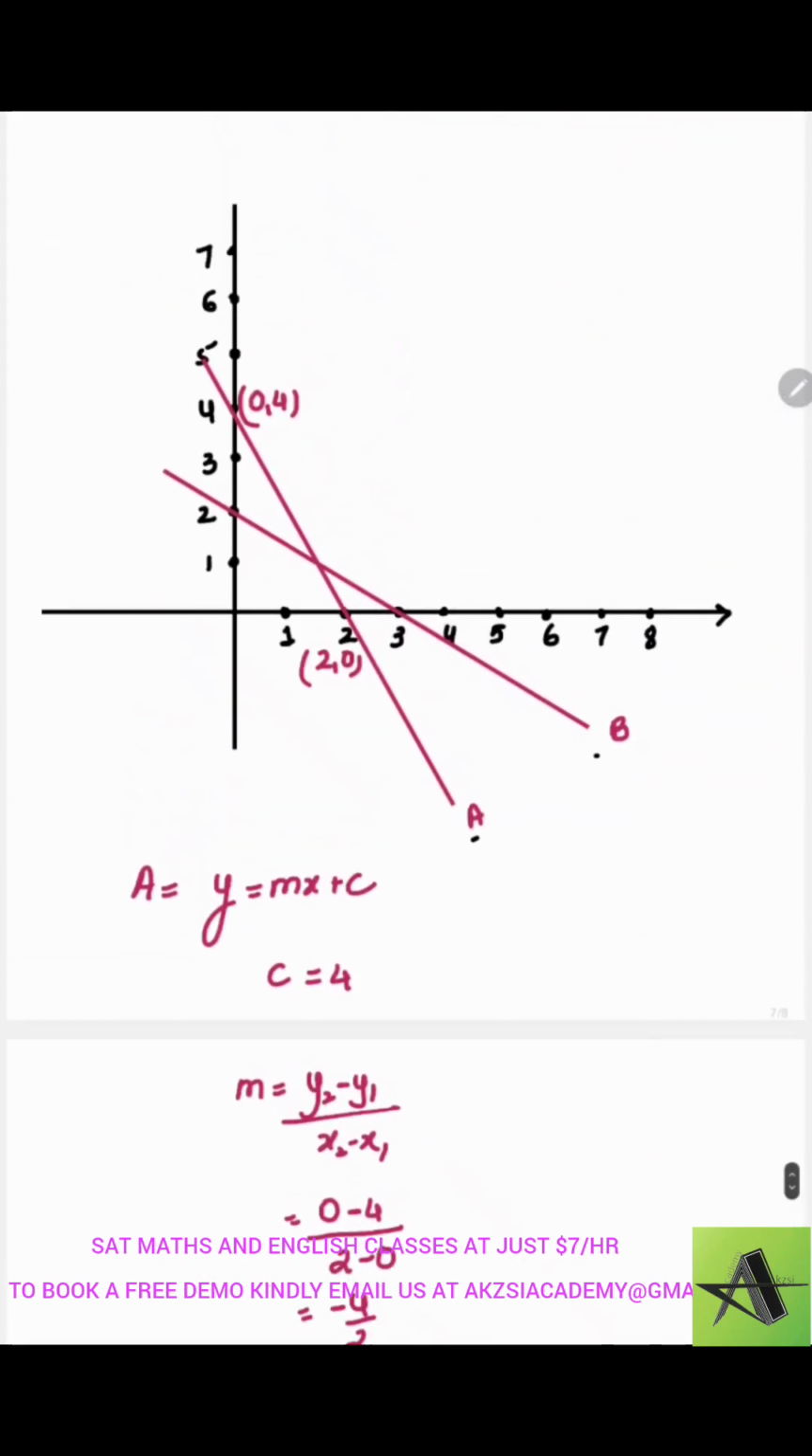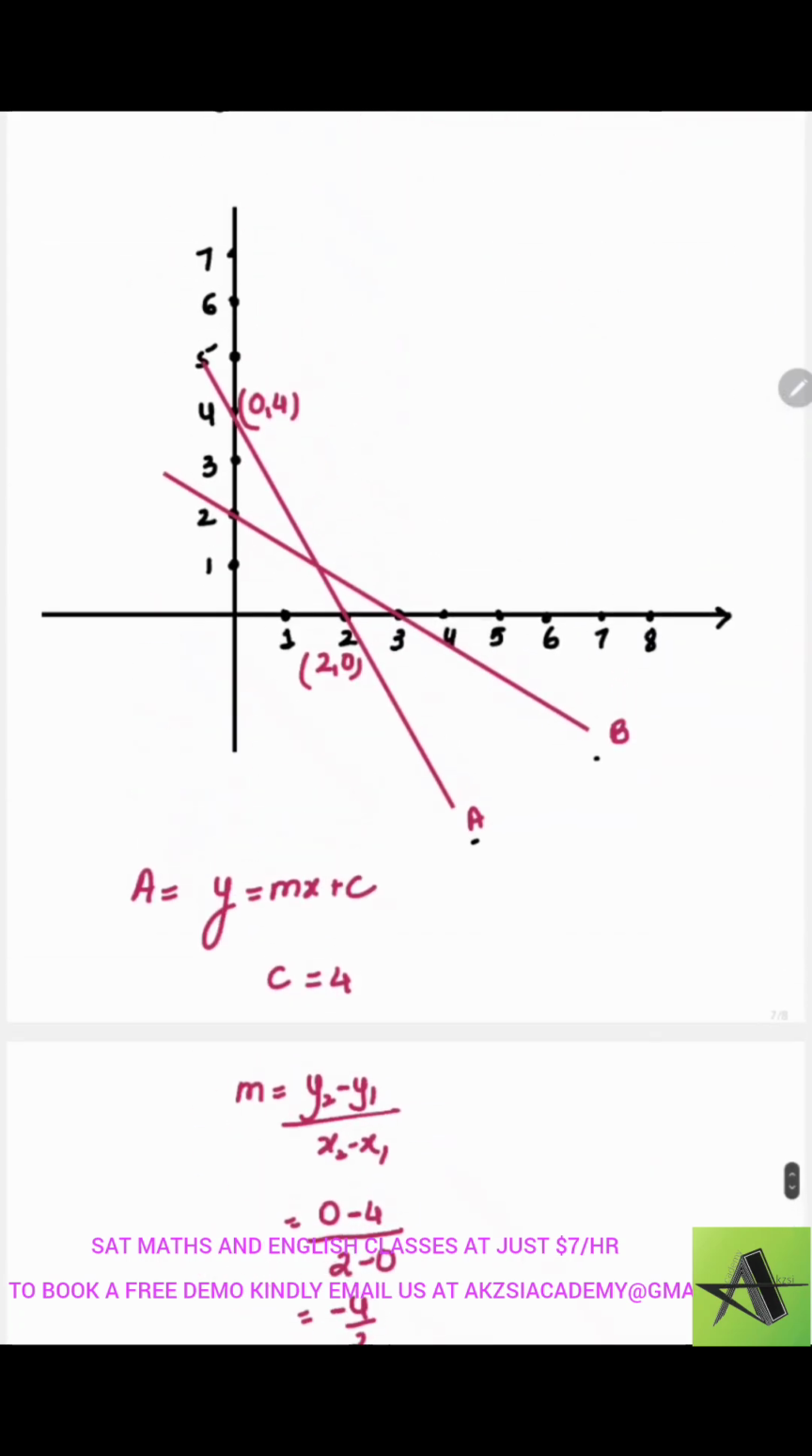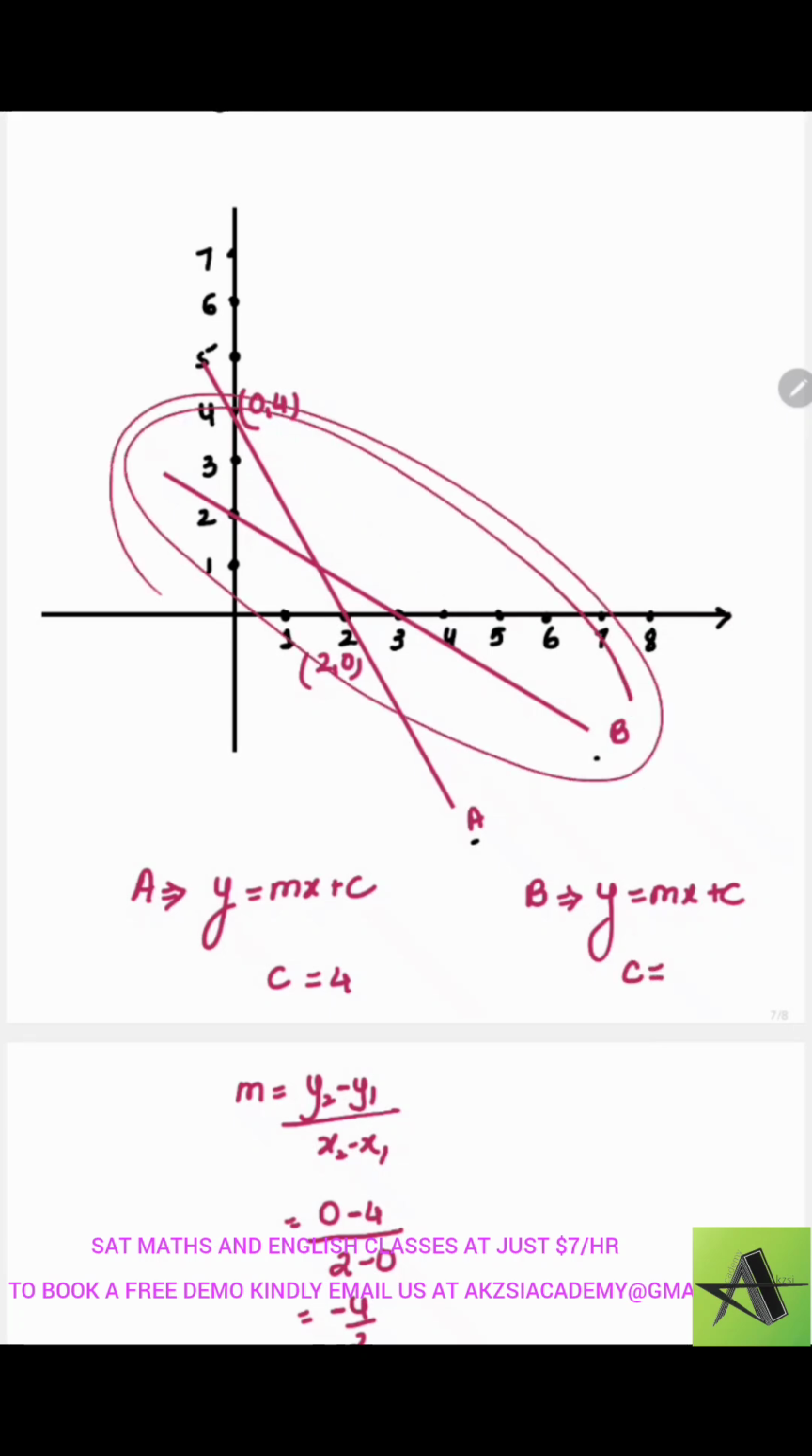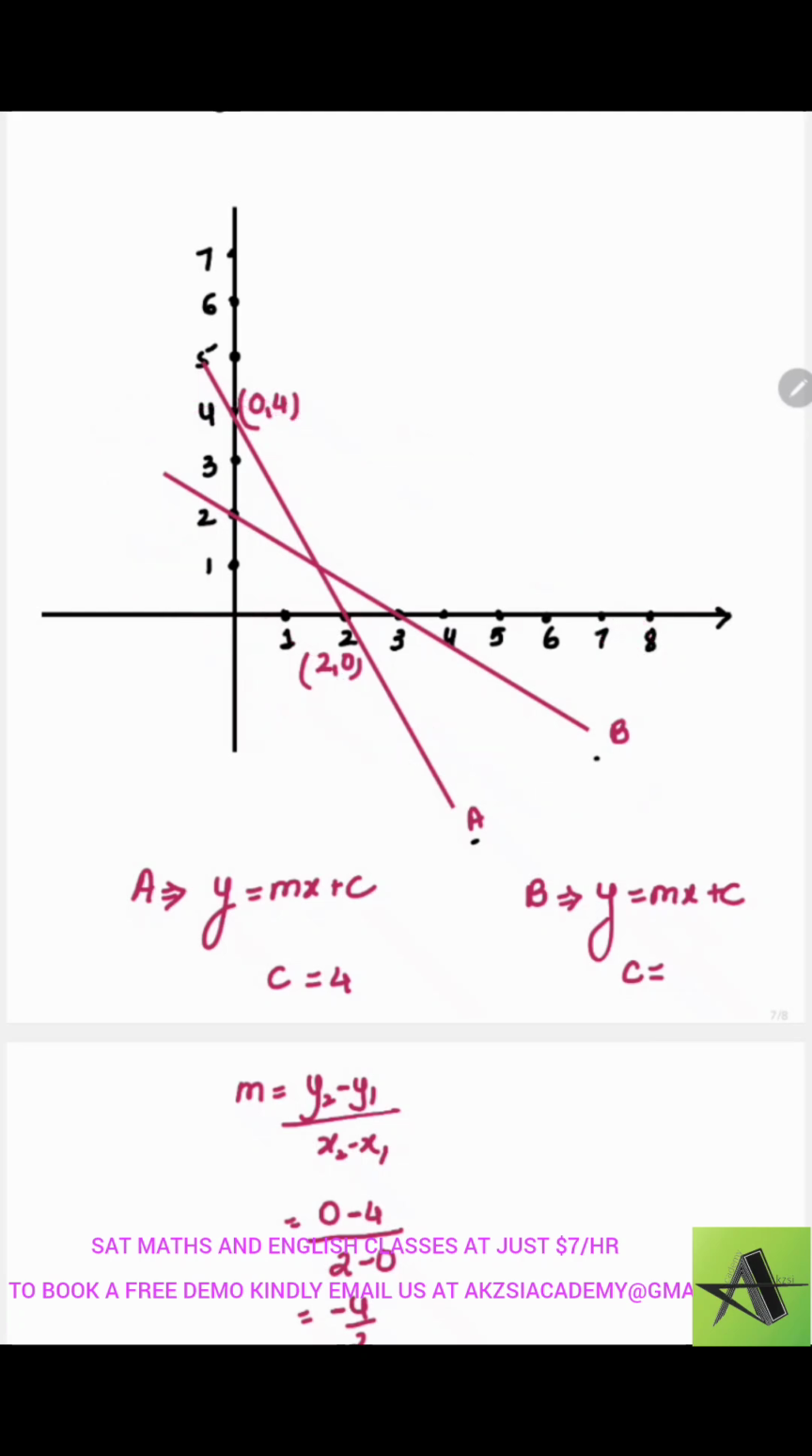For part B, we have to do exactly the same thing. That means y is equal to mx plus c. So for B, it would be y is equal to mx plus c. And I have to find the same, that is the y-intercept and the gradient. For the y-intercept, you can clearly see that it is cutting the y-axis at 2. So your c is 2.